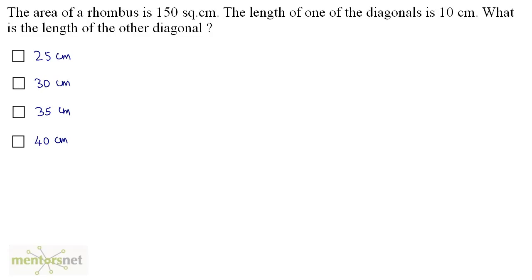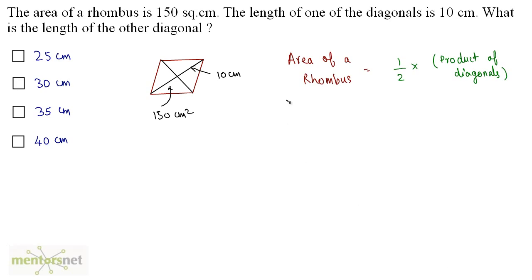The area of a rhombus is 150 square centimeters. The length of one of the diagonals is 10 centimeter. What is the length of the other diagonal? So the area of the rhombus is 150 centimeter square and one of the diagonals is 10 centimeter. Now what is the formula for calculating the area of a rhombus? Well, area of a rhombus is the product of its diagonals times half.